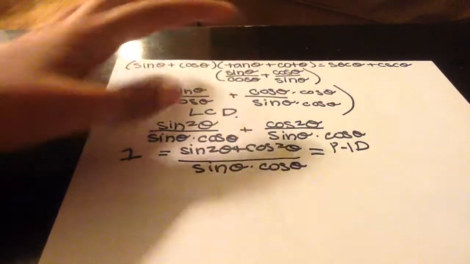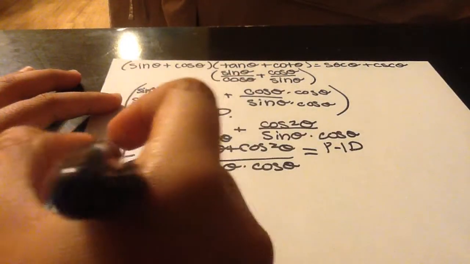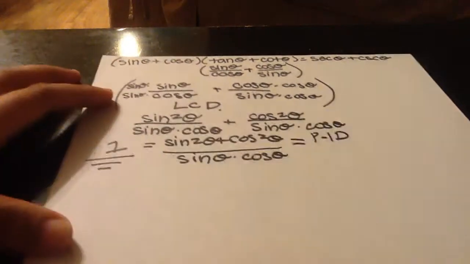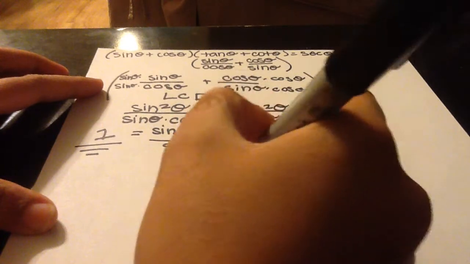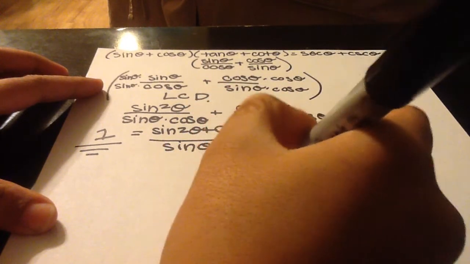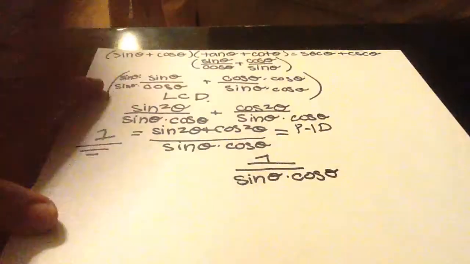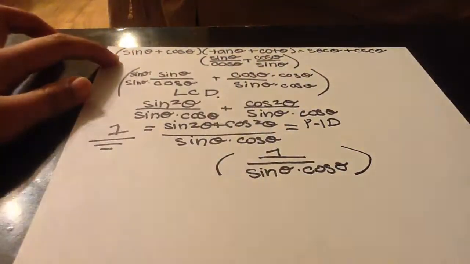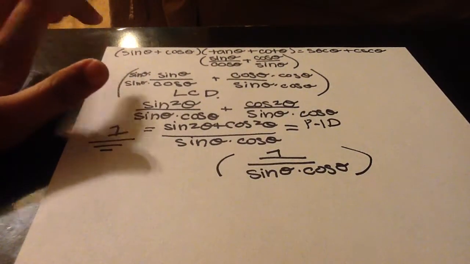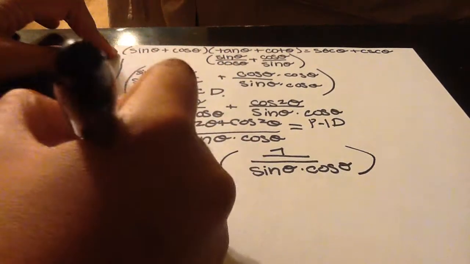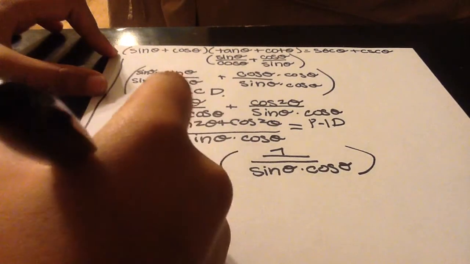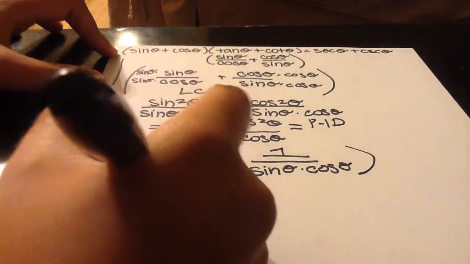This equals 1, so I'm going to change all of this into 1. Alright? So it will be 1 over sin θ times cos θ. Now remember how we left this on top and said that we're going to come back to this? This is the time when you bring this all the way down here and, well, not plug it back in, but distribute.